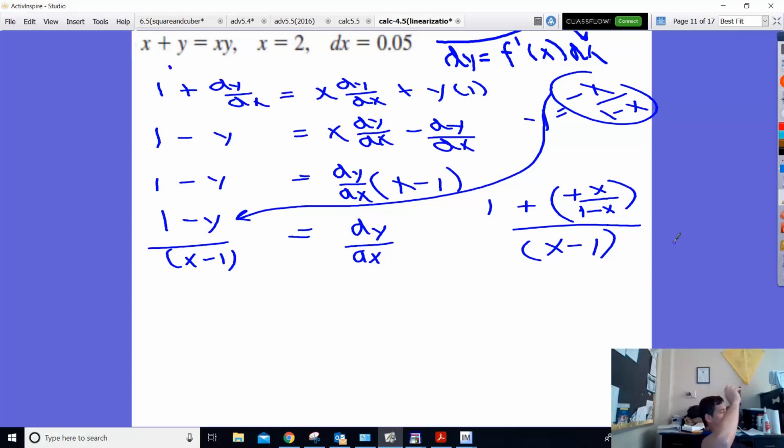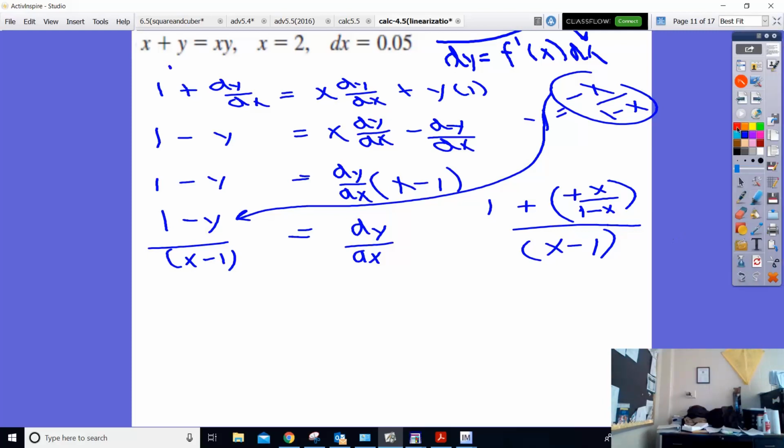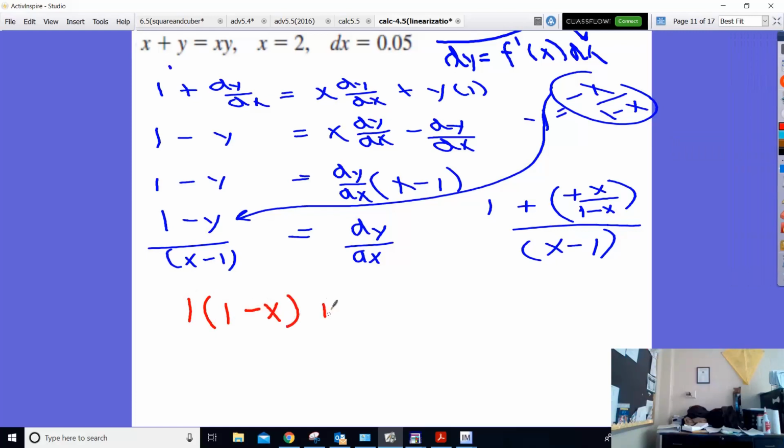What do you have to give the 1? You have to give it the 1 minus x. 1 times 1 minus x plus x. You know, the unified denominator of 1 minus x. Kind of interesting. Sitting over x minus 1. All right, so that numerator, hey, we got kind of lucky. 1 times 1 minus x plus x is just what? 1.